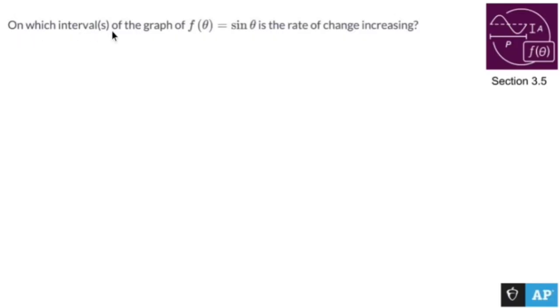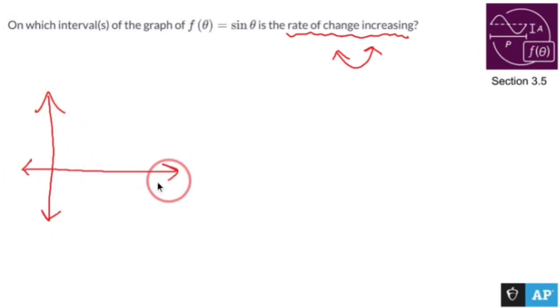On which interval or intervals of the graph of f of theta equals sine theta is the rate of change increasing? Now, first things first, what does rate of change increasing mean? Concave up. So let's graph what regular old sine theta looks like.